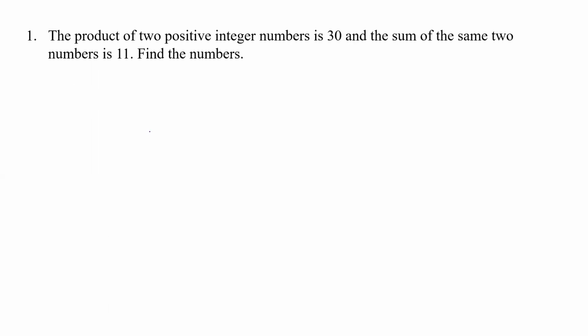go back to here, and we need to say x is equal to one number, and y is equal to the other number. Okay, and we don't care which one's first, which one's second. And so we can take x times y is equal to the product, 30, and the sum, x plus y, is equal to 11. So like I did last time, I'm going to solve for x. So I'm going to subtract y from both sides. So x equals negative y plus 11.